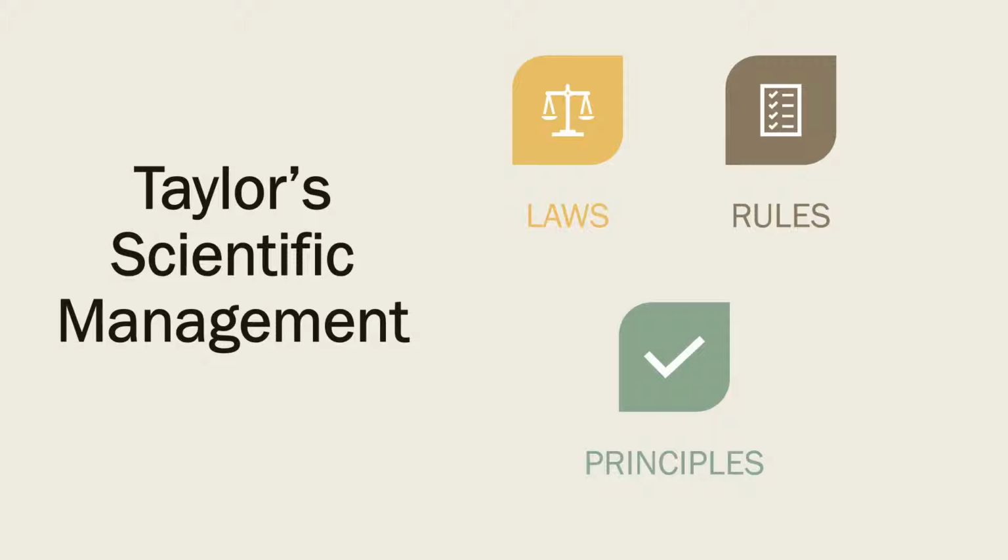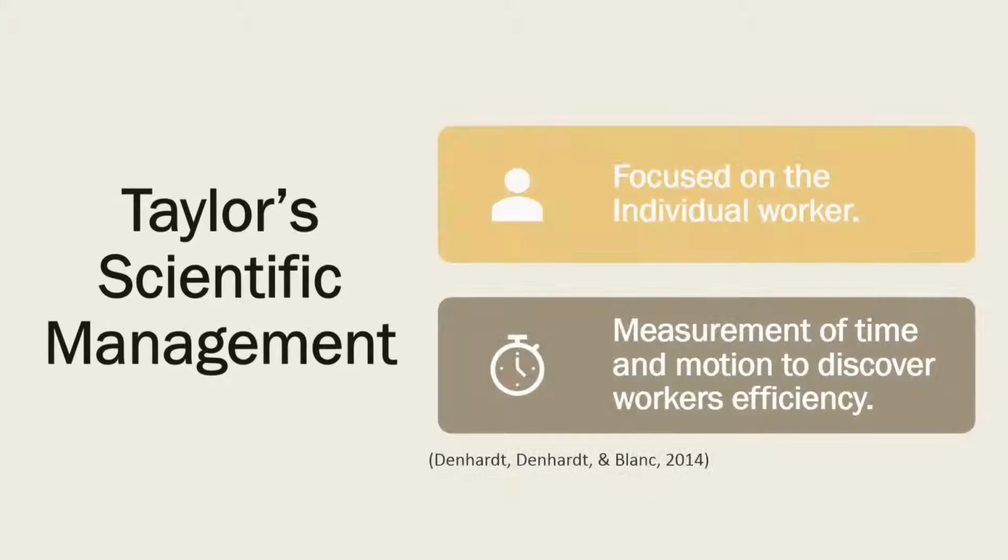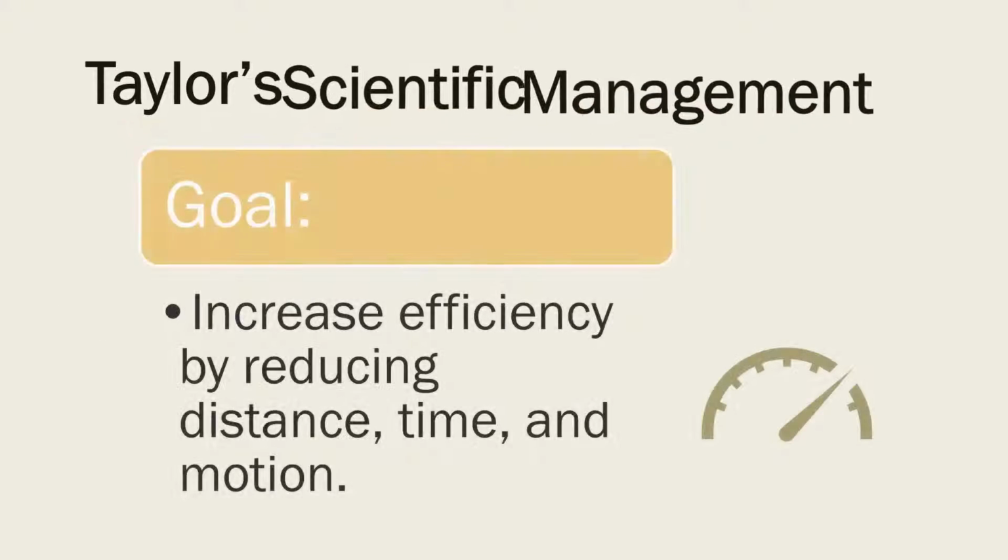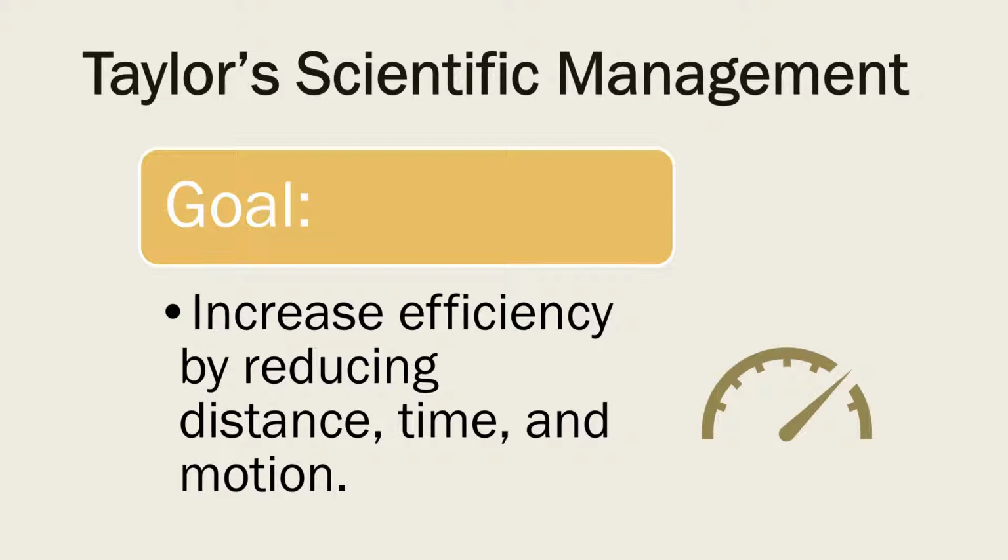Mr. Taylor approached public administration based on defined laws, rules, and principles. Taylor focused on the individual worker and attempted to determine how the worker can be more efficient within the workplace. His goal was to increase workers' efficiency by reducing the distance, the time, and the motion that the worker was required to use in order to complete their task.